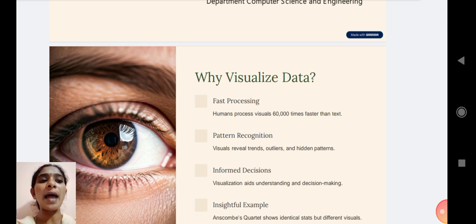The next one is pattern recognition. We can use visuals to spot outliers and hidden patterns in the data. The next is informed decisions. Based on the visualization, the particular audience can make decisions from these visual documents. The next is insightful examples. We use different visuals to show the audience what we have extracted from the structured data.